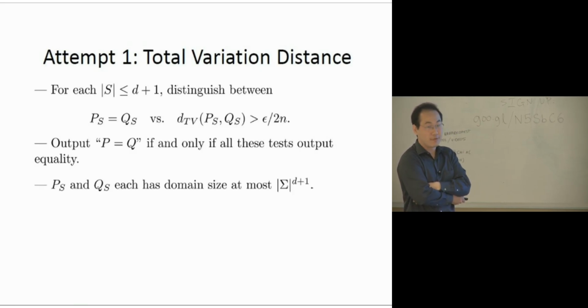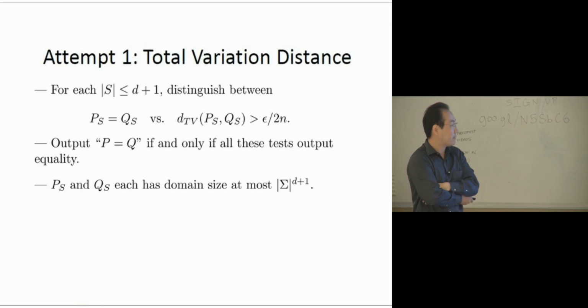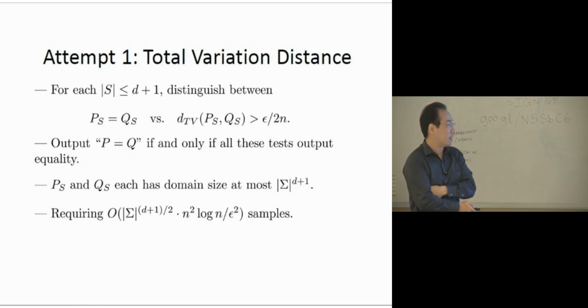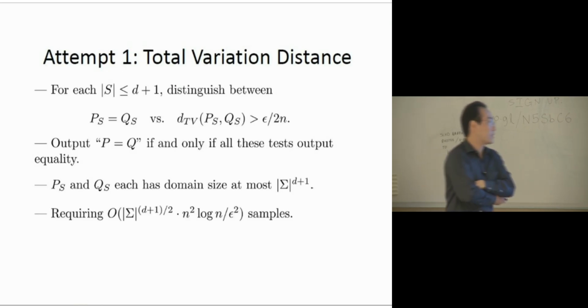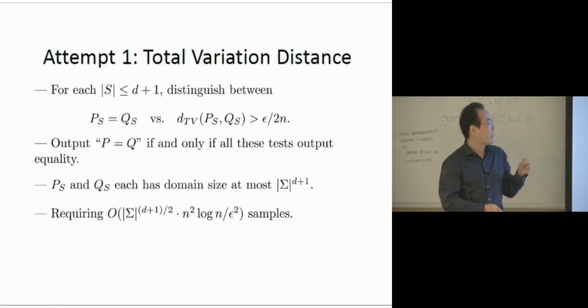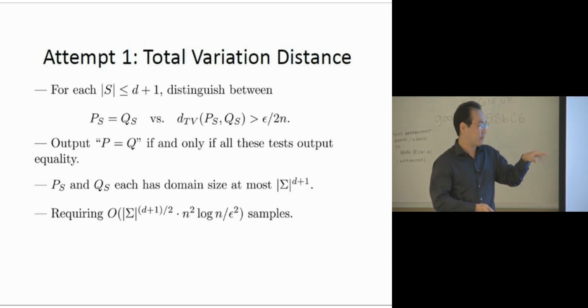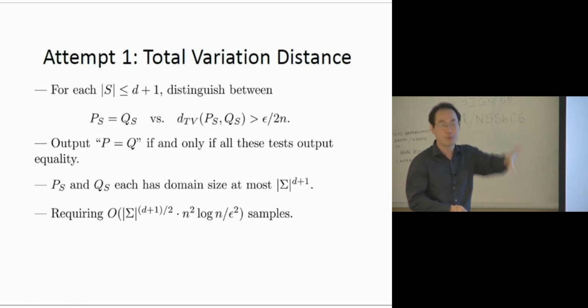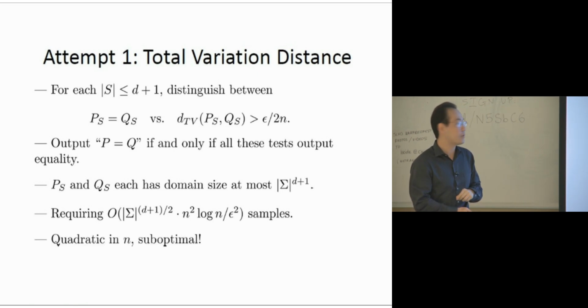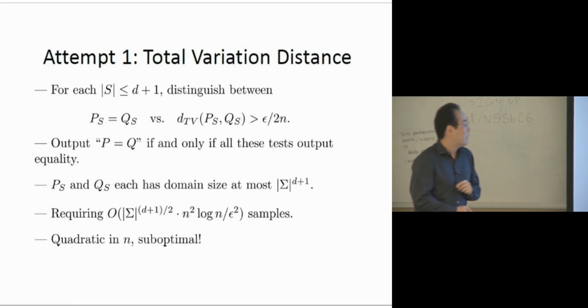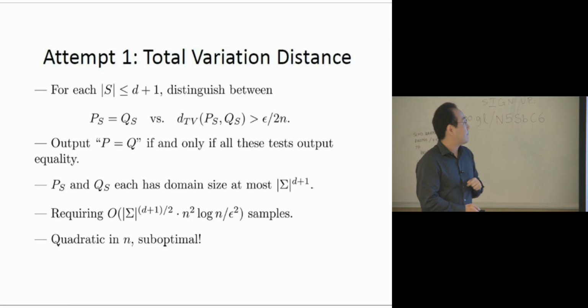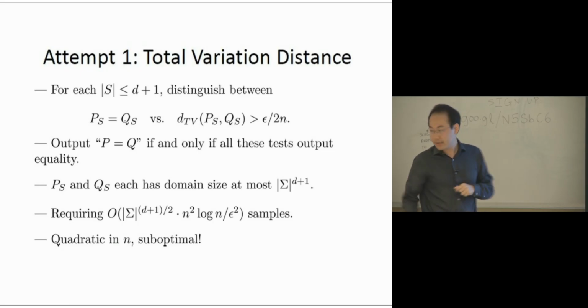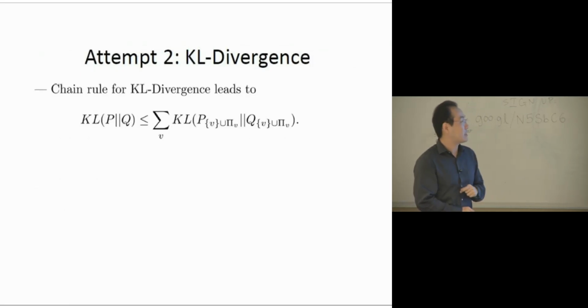The marginals have domain size sigma to the D plus 1. So this gives us a sample complexity that is quadratic in n, because identity testing takes 1 over accuracy squared, and the accuracy is epsilon over 2n. If you square it and invert it, you get quadratic, which is good. It's not exponential in n, but it's still suboptimal.